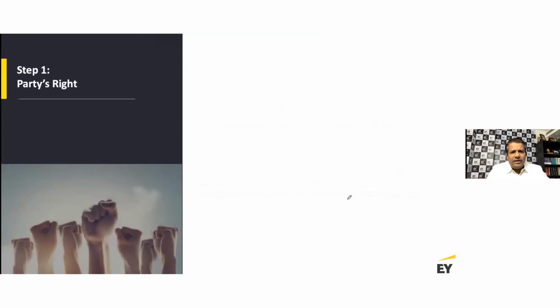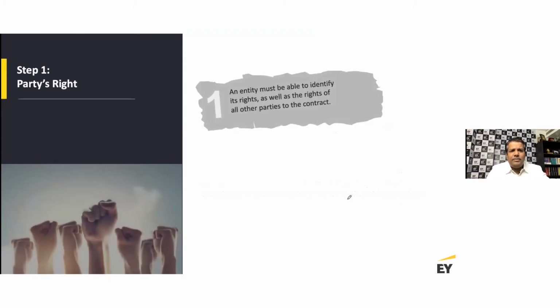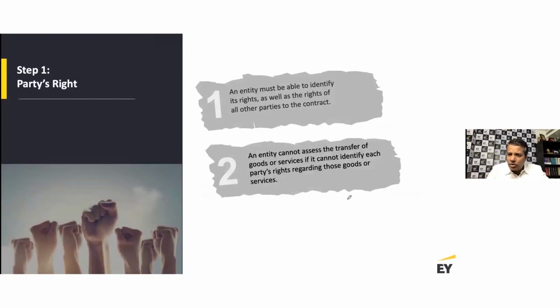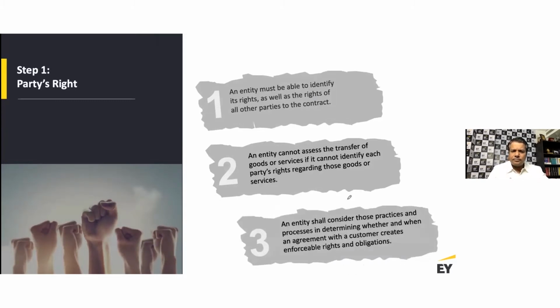Let's look at the rights. An entity must be able to identify its rights as well as the rights of all other parties. So what are my rights? What are the rights of other parties, which may become my obligation, as I have to fulfill others' rights? An entity cannot assess the transfer of goods or services if it cannot identify each party's rights regarding those goods or services. Similarly, an entity shall consider those practices and processes in determining whether and when an agreement with the customer creates enforceable rights and obligations.